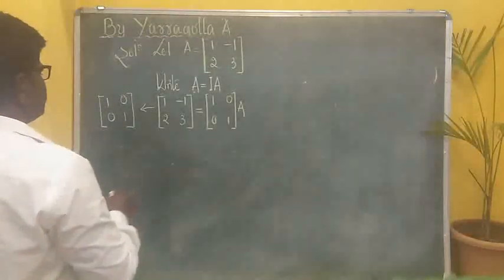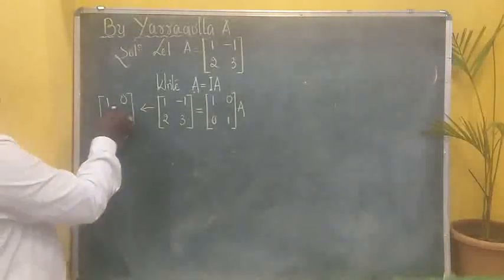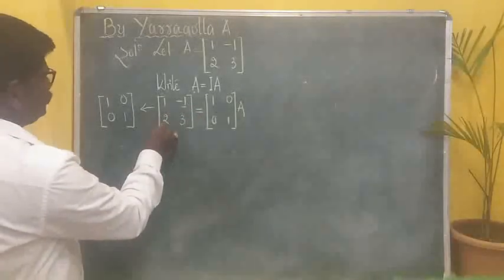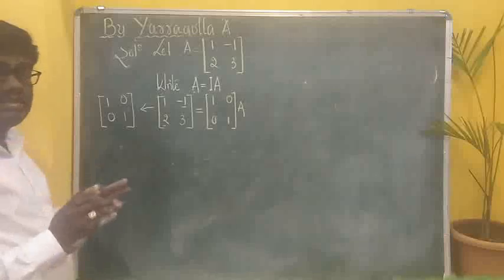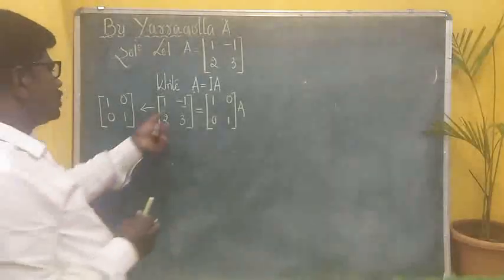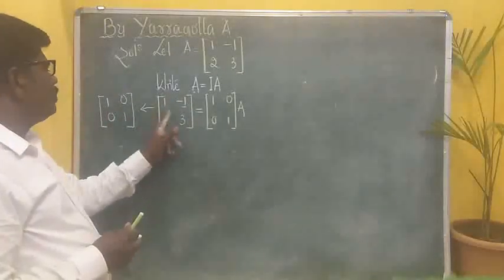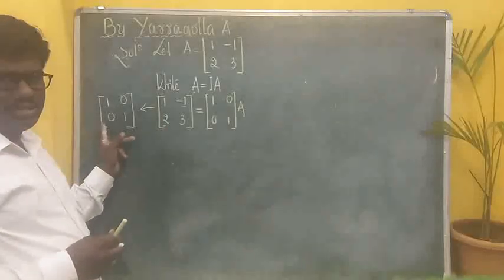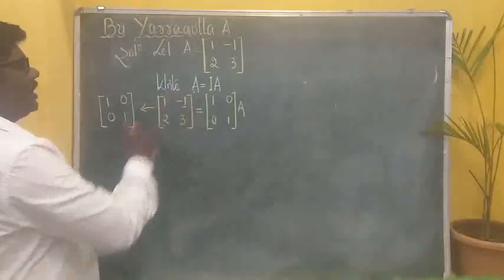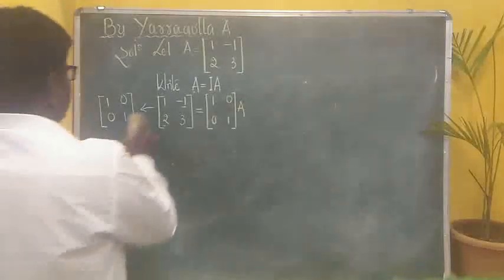The technique is to make the zeros first. See here, we should make this -1 as 0 and this 2 as 0. Try to make zeros first. Don't worry about the ones, automatically you will get them. Try to make -1 as 0 because we need 0 in that place, and try to make 2 as 0 because we need 0 in that place. Now I will first try to make -1 as 0.